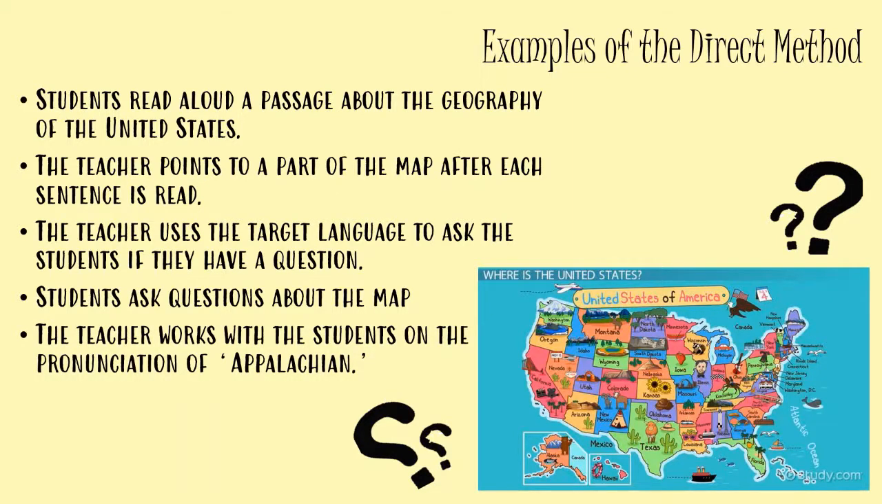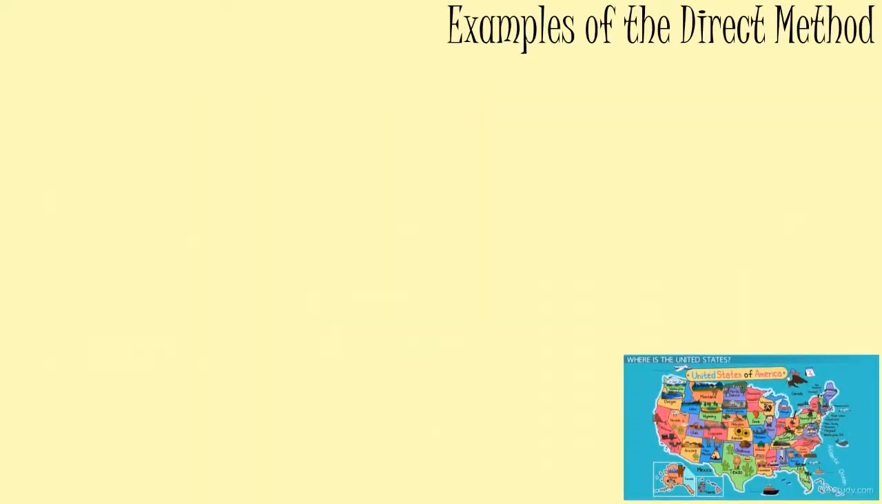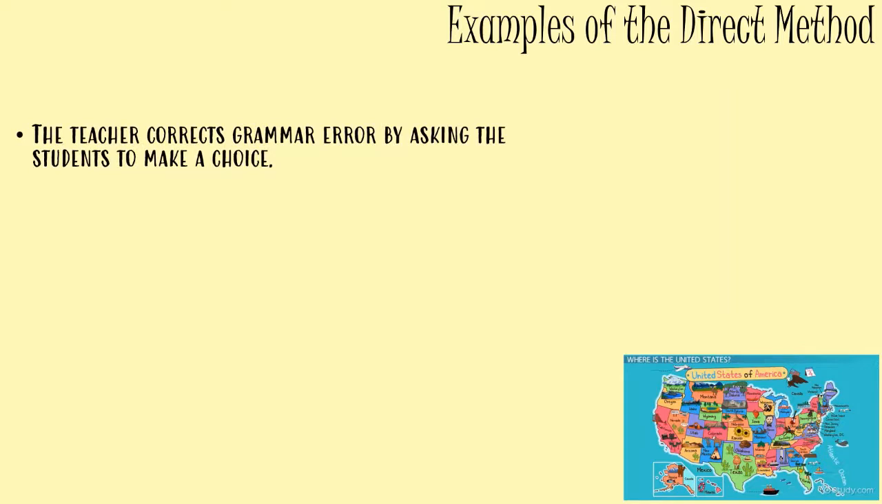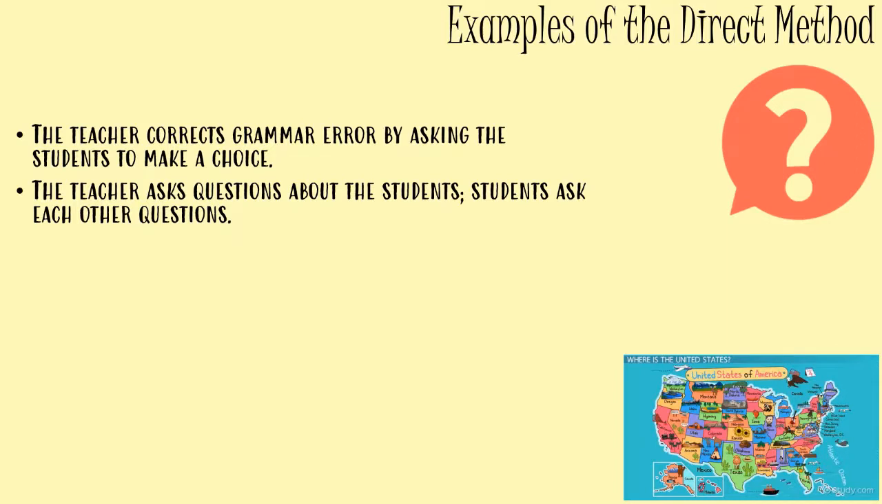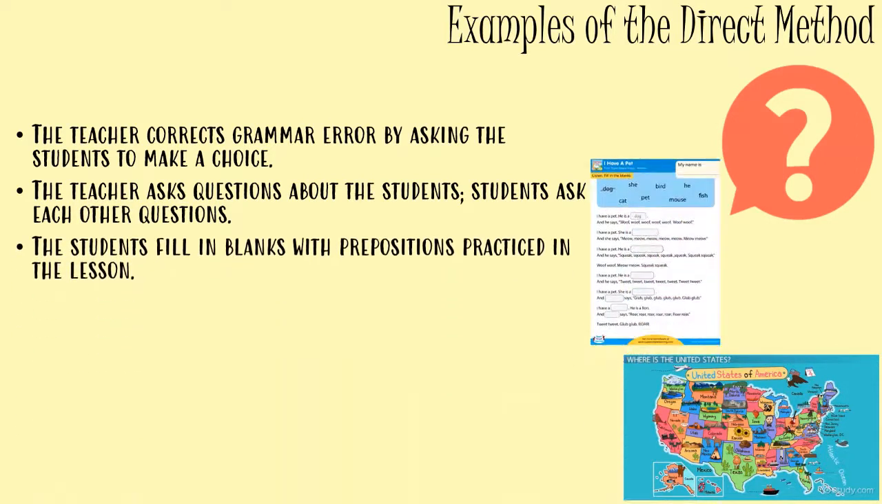That's one really good example of how they improve their pronunciation with the help of the teacher and the interaction between both. The teacher corrects a grammar error by asking the students to make a choice. That's a really useful technique to correct grammar interactively. The teacher asks questions about the students. Students ask each other questions. The students fill in blanks with preposition practice from the lesson.